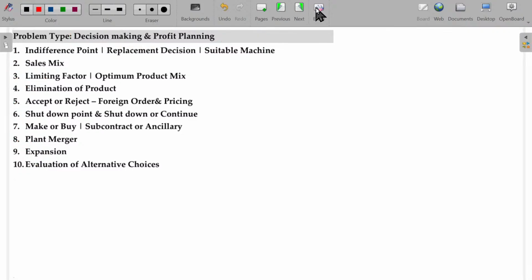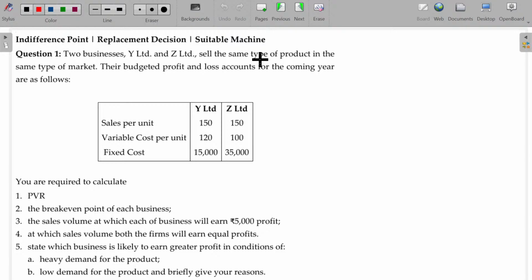So, we have completed the basics of marginal costing and how we can apply this technique in various cases. We use it for deciding, if there is any change in fixed cost or variable cost, how far this will have impact on the profitability, MOS, BEP and all. Hereafter, we are going to apply the marginal costing technique. Let me start with the first one, indifference point, replacement decision and suitable machines. Let's start with the first question.